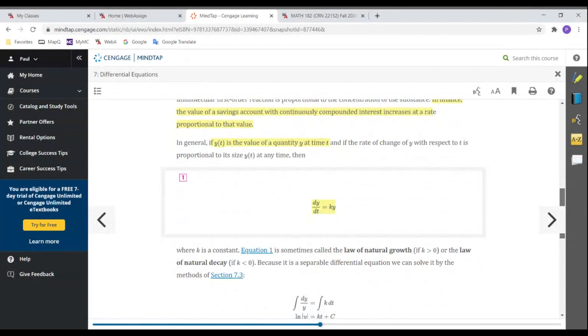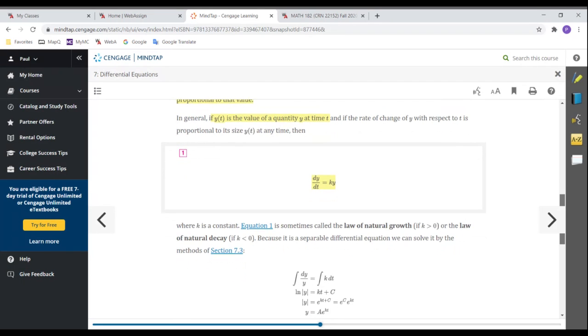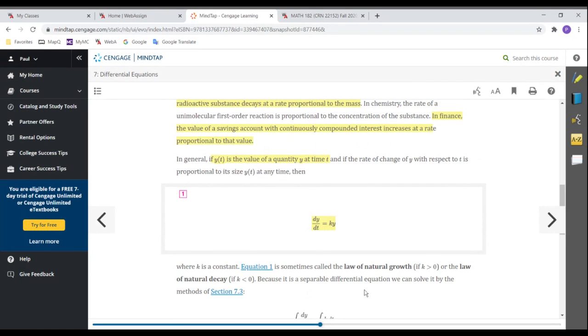And they call this the law of natural growth or natural decay. And the question is, let me ask you, is this a separable differential equation that you see here? dy/dt equals k times y. Is that separable? That's right, Michael. It is separable. That's right, Rodrigo. It's a separable differential equation.